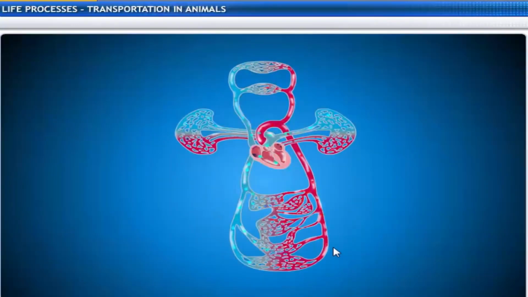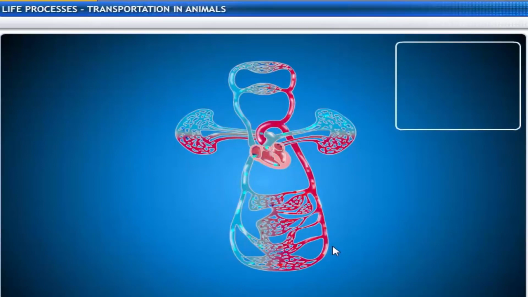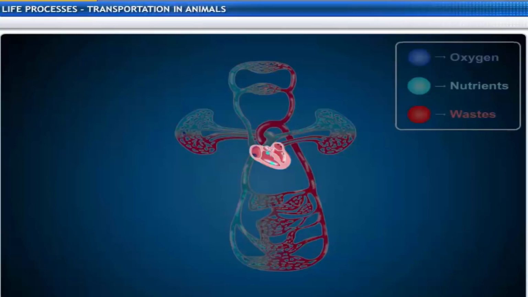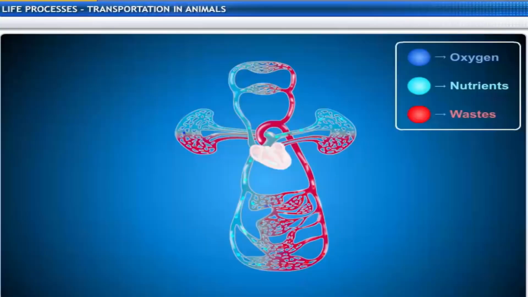Animals have an inbuilt transportation system for carrying oxygen, nutrients, and waste products. This system is referred to as the circulatory system and consists of the heart and a network of blood vessels. Unlike a train, the circulatory system cannot afford to delay the transport of any substance within a body.